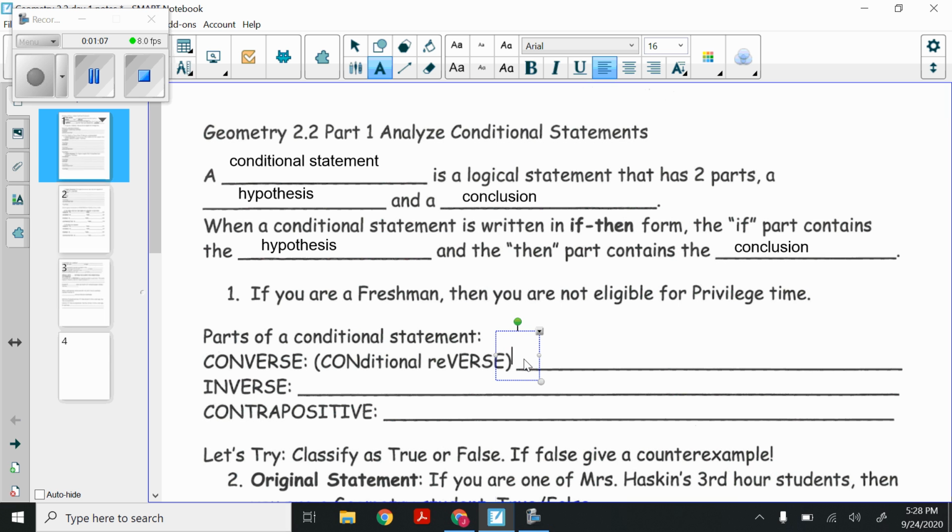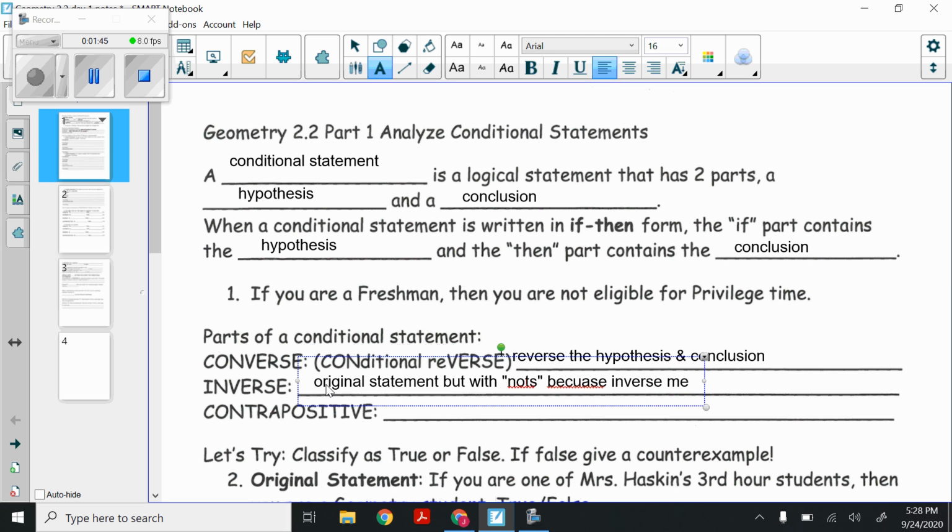We have different parts of a conditional statement. The very first one is called the converse. You can think of this as the conditional reverse, because this is where you reverse the hypothesis and conclusion, which just means they trade places. Okay? So you switch the order of it. Then we have the inverse. This is the original statement, but with nots, because inverse means opposite. Okay?